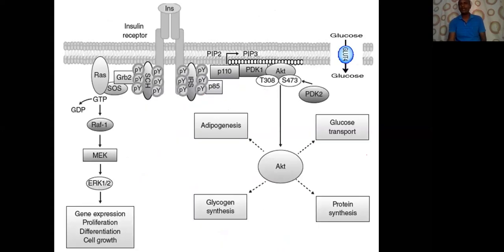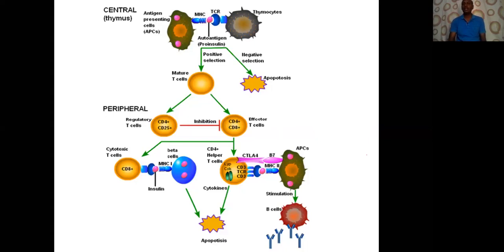Next is type 2 diabetes. First, we discussed how type 1 diabetes happens. In type 1 diabetes, we know that beta cells will not be there. There is slow destruction of the beta cells which are producing the insulin. This is by our own immune system. Our own immune system will be destroying the beta cells.